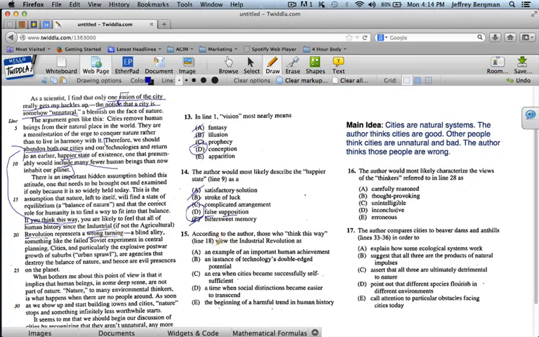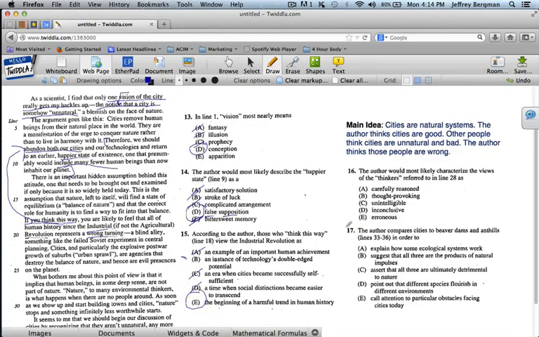So you think it's bad if you think that way. The author doesn't agree with it. So is an important human achievement? No. An instance of technology's double-edged potential? Well, maybe. We'll leave it in. An era when cities became successfully self-sufficient? No. A time when social distinctions became easier to transcend? No. The beginning of a harmful trend in human history. Which one's better, B or E? E is. It's much more in keeping with the main idea of the passage, which is that some people think that cities are unnatural and bad, but the author thinks those people are wrong.